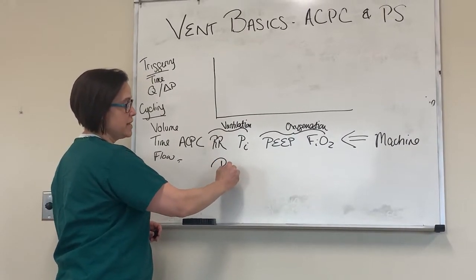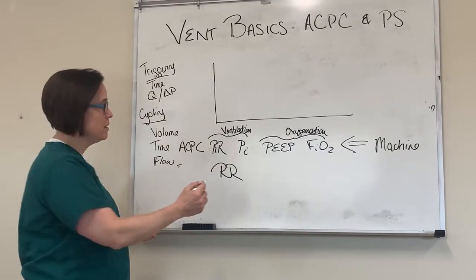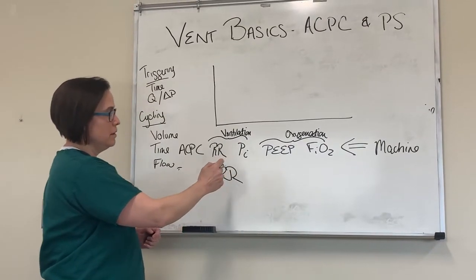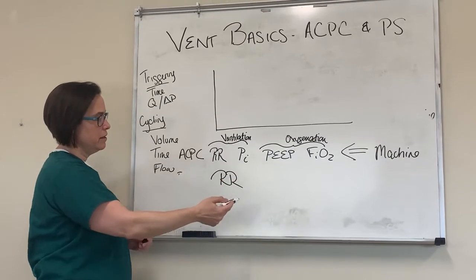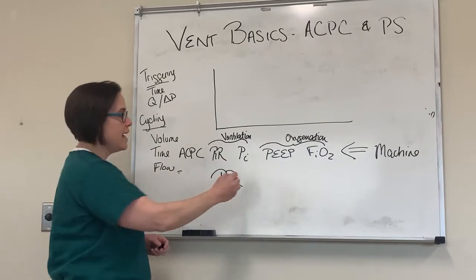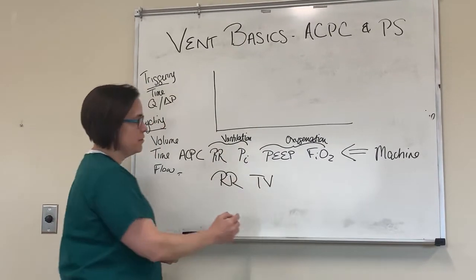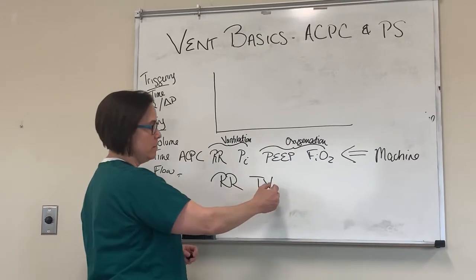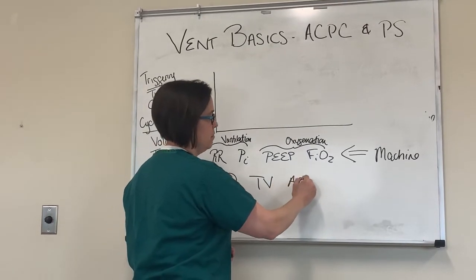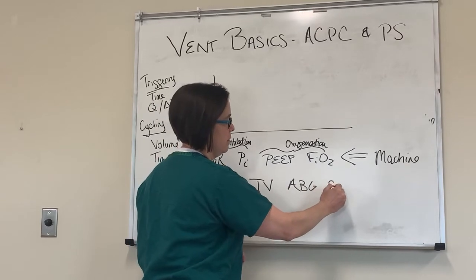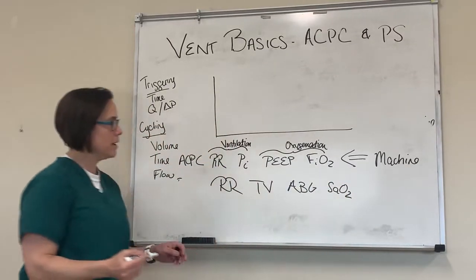So I want to know the patient's actual respiratory rate. Right. What do I need to know? What is this pressure going to generate? It's going to generate a volume. So look at their volumes. So I need to know the volume that the patient is generating with it. I need to know my ABG, and I need to know my saturation, okay?